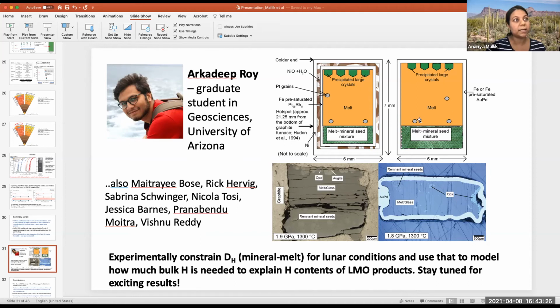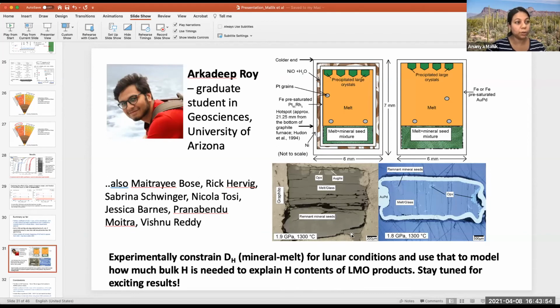The idea is that platinum will suck up iron, and the amount of iron that platinum takes depends on fO2. So there's a calibrated oxybarometer for iron and platinum, which we will be using to monitor what the fO2 in these experiments will be. We will be doping these experiments with hydrogen and then eventually measuring the water content in the crystals and the melt using FTIR and SIMS to obtain the partition coefficients.